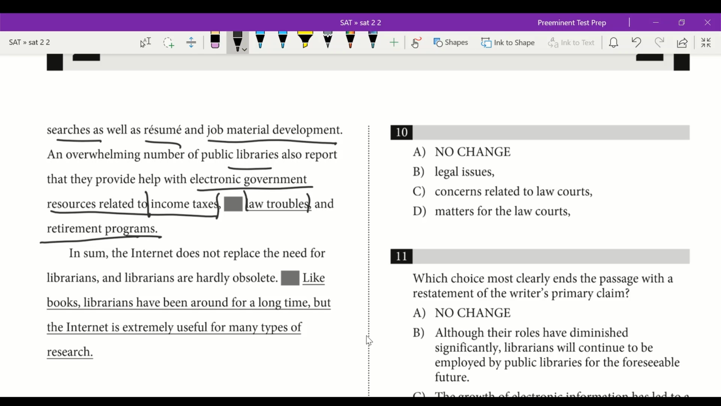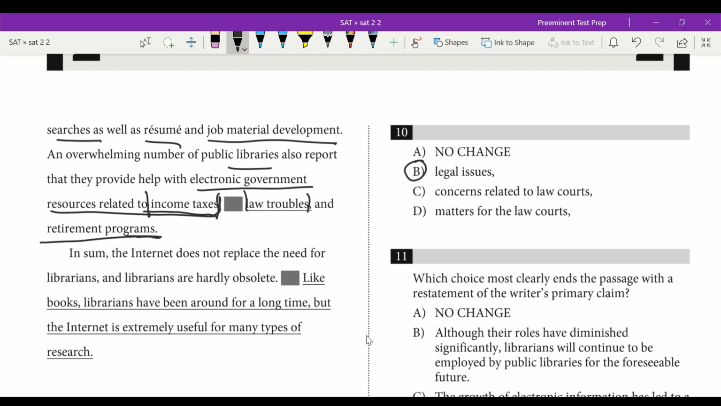Well, what does law troubles sound like? It just sounds off when related to income taxes and retirement programs, right? These are organized well, right? Law troubles, that's not sophisticated like income taxes or retirement programs, right? Law troubles is something you'd say if you were misspeaking, or if you were just writing a quick text, right? But this isn't a quick text. This is supposed to be a solid piece of writing. Income taxes, maybe legal issues would be better, which actually is going to be our answer here, B.